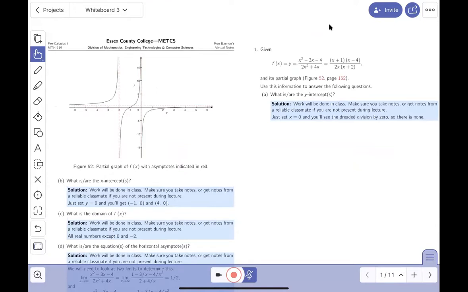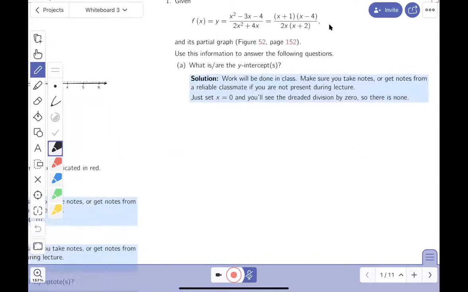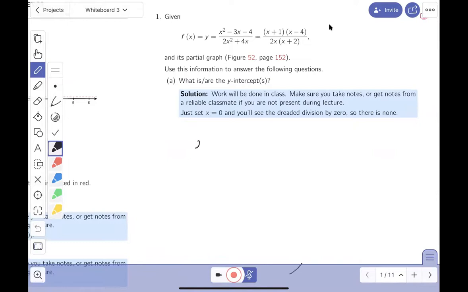All right, so let's put that down first. What are you given? You're given a function f of x. They say f of x is y. What does that mean? Y is a function of x. What's the function going to be? X squared minus 3x minus 4 over 2x squared plus 4x.